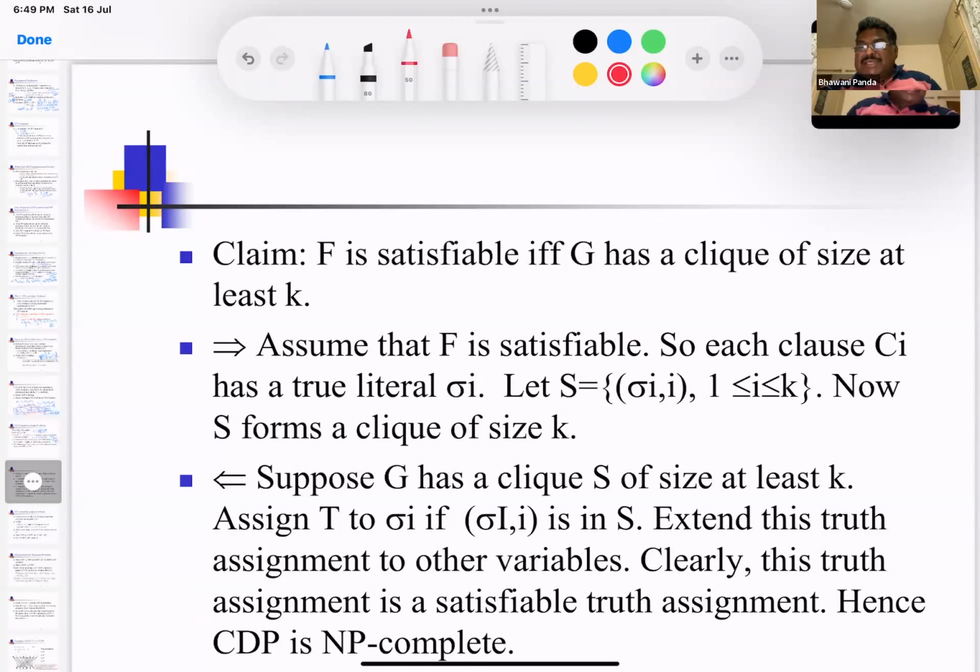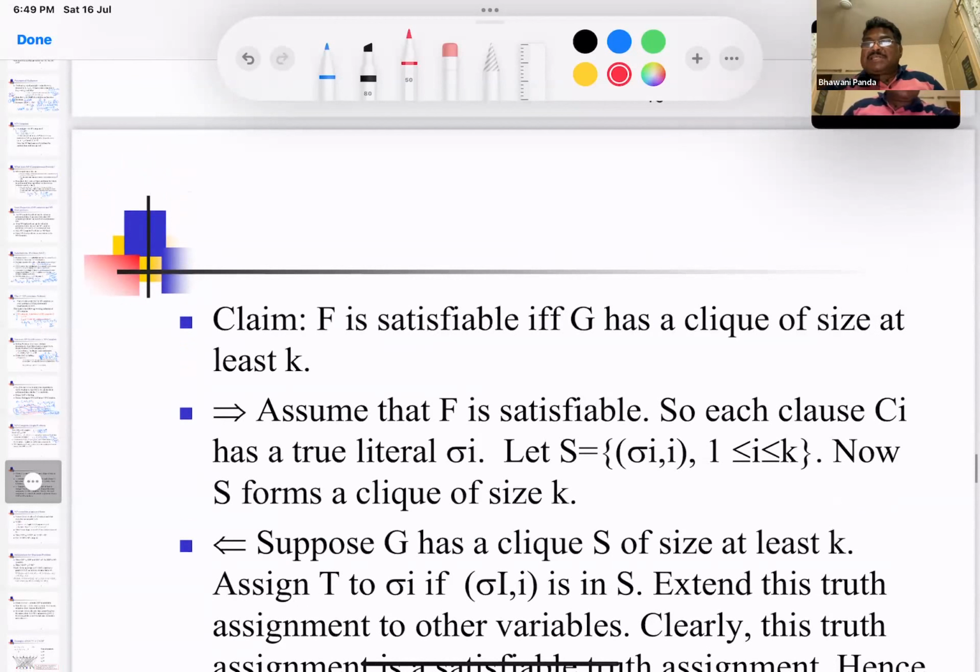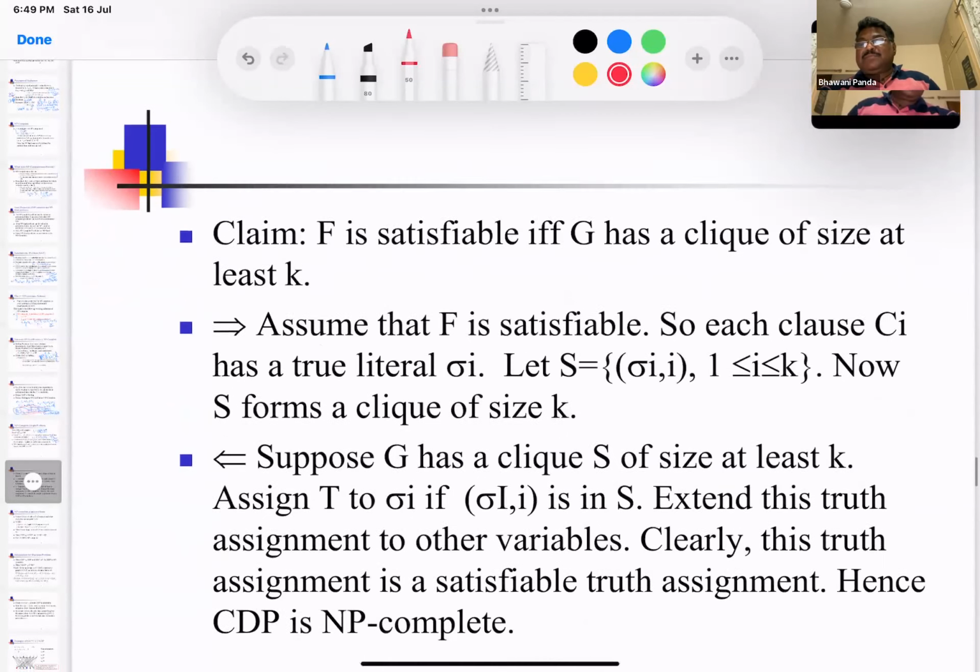And now suppose G has a clique of size at least k. That means those literals sigma i's, you assign the truth value t, and you extend this truth assignment compatibly to the other variables. Because in each clause you are giving at least one variable the truth value t, that truth assignment will be a satisfying truth assignment. So this f is satisfiable if and only if G has a clique of size at least k. Since this problem is in NP, this problem is NP complete.